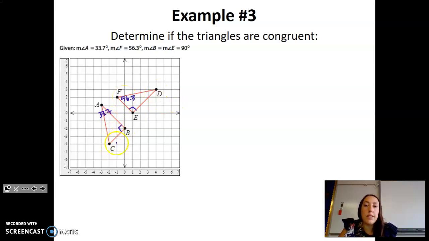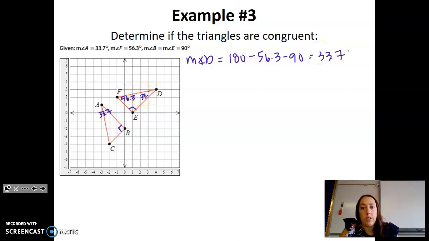So let's go ahead and see if C and D are congruent. Let's just solve for D first. The measure of angle D is going to have to be equal to 180 minus the other two angles. So minus this 56.3 degree angle and minus the 90 degree angle. And if we do that, we see that we do get 33.7 degrees. So we can see that all three sets of angles are congruent to one another. So angles are good, those check out. But now we have to check sides. So let's go ahead and start checking those.